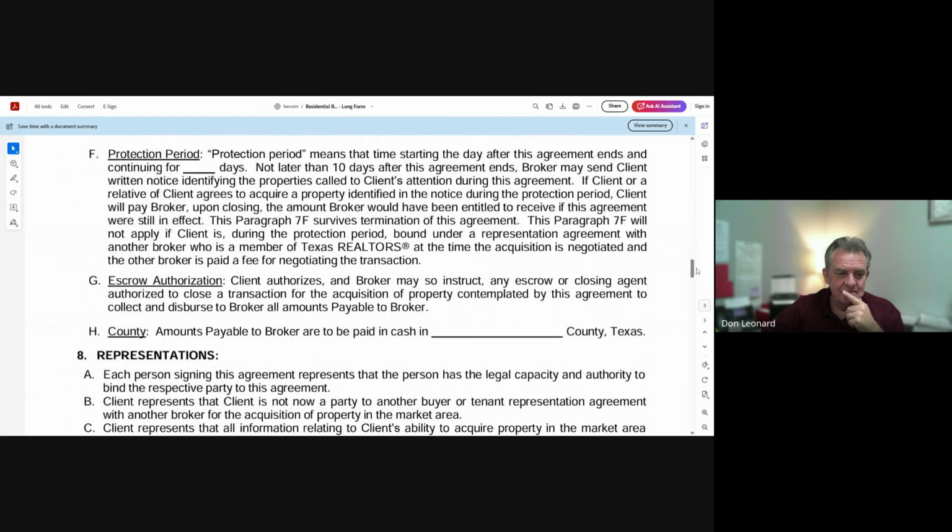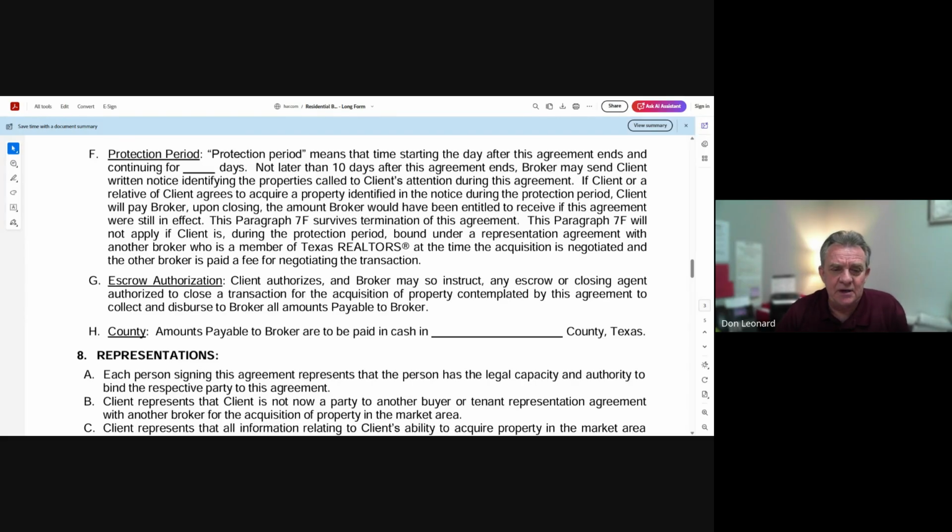Protection period. I've always said this is probably one of the most worthless provisions in this agreement and the listing agreement, but it does serve some purpose. And of course, this is missing in the 1507 too, by the way.